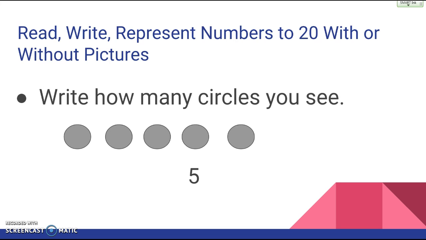We could show them some objects. It could be either pictures, like these pictures of circles, or you could place a set of objects like beans or Legos or whatever you have around the house, and ask them to count them and write down how many objects you see. For instance, write how many circles you see. They would count them, and then they could write the symbol, the number, the numeral for 5.